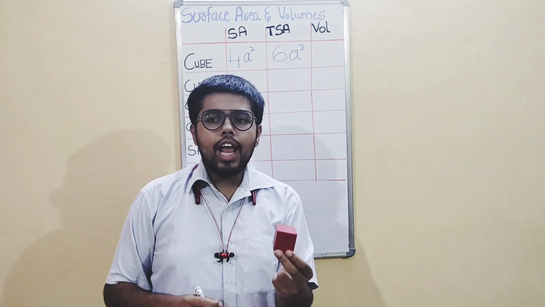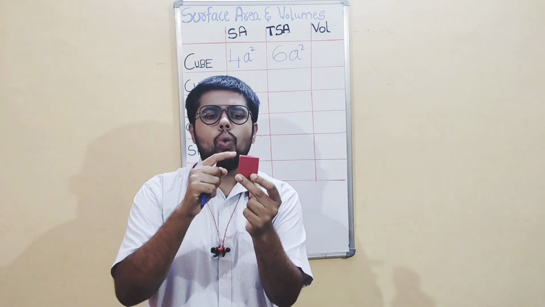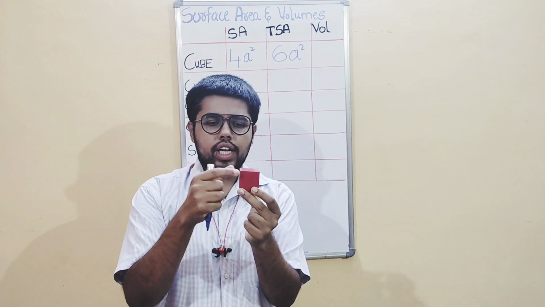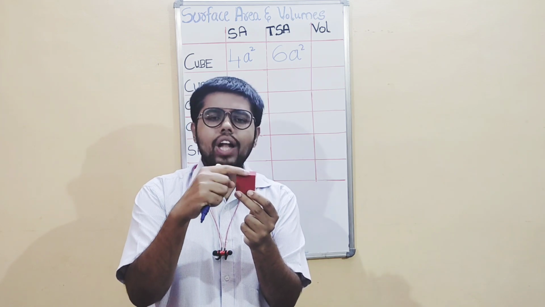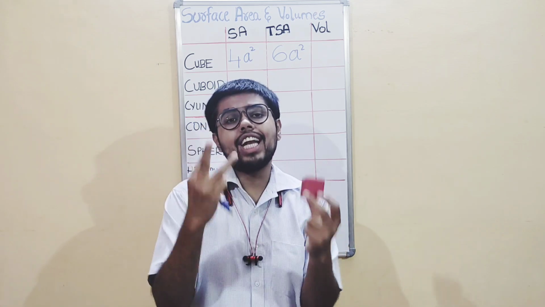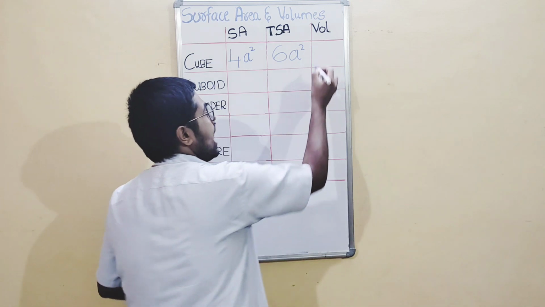So now, 3-dimension means you have to multiply the 3 dimensions here. What are the 3 dimensions here? One is lengthwise, it is a. Breadthwise also it is a, height is also a, all is a because all the sides are the same here. So you have to multiply through 3 dimensions. 1 dimension is a, multiply 3 dimensions, it becomes a cube.